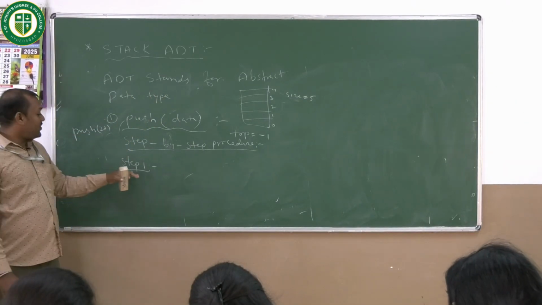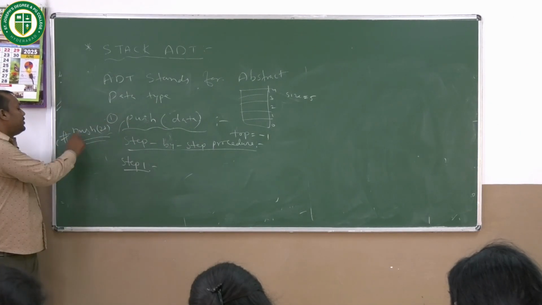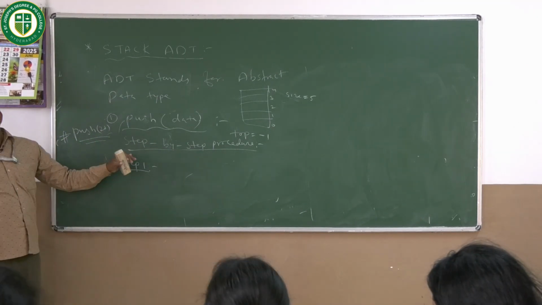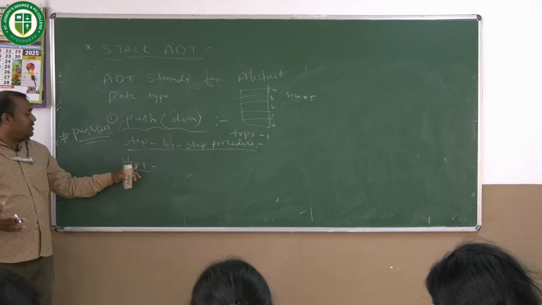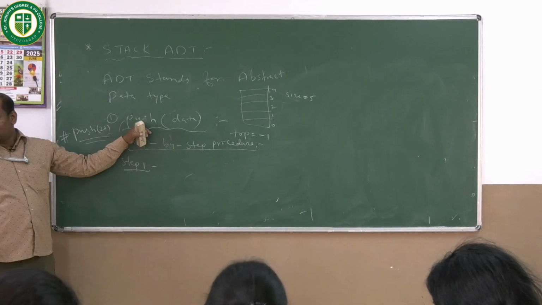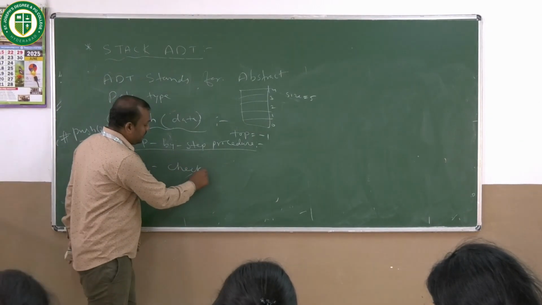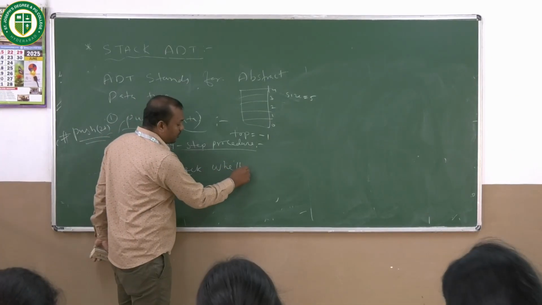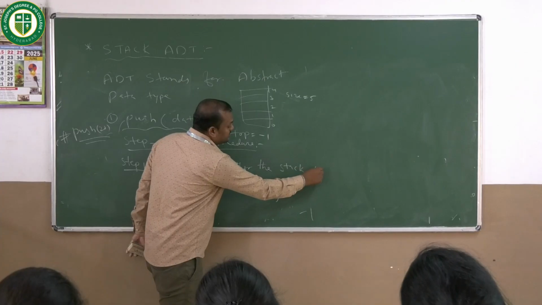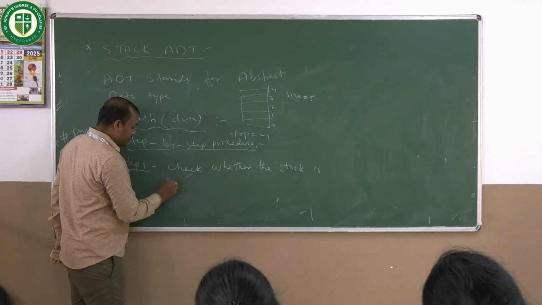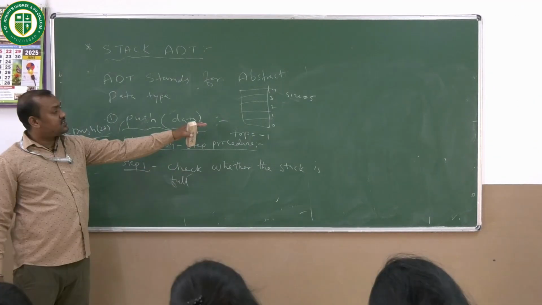So step 1, directly it will not insert. For example, I want to insert 20. First it will check whether the stack is full or not. If the stack is full, this push operation will not work, because that is the maximum. So first it will check whether the stack is full or not.